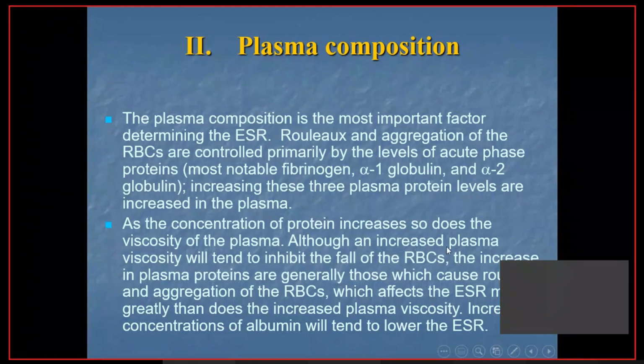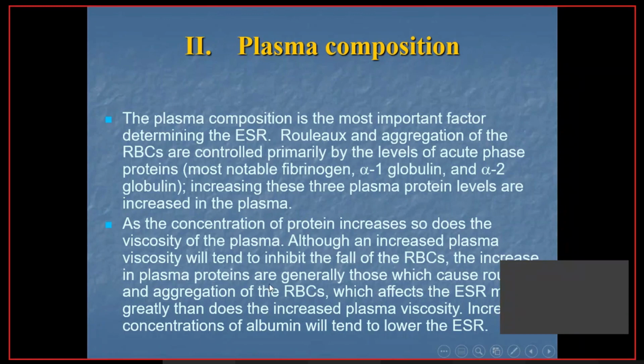Although an increased plasma viscosity will tend to inhibit the fall of the red blood cells, the increase in plasma proteins are also generally those which cause rouleaux aggregation of the red blood cells, which affects the erythrocyte sedimentation rate greatly than does the increase in plasma viscosity. So the increasing concentration of albumin will tend to lower the ESR.